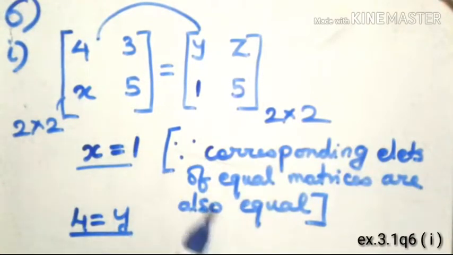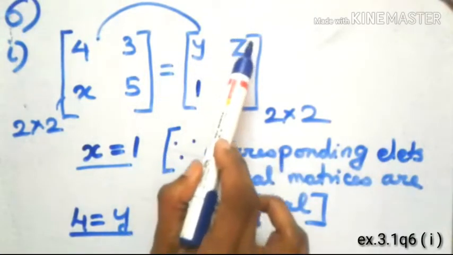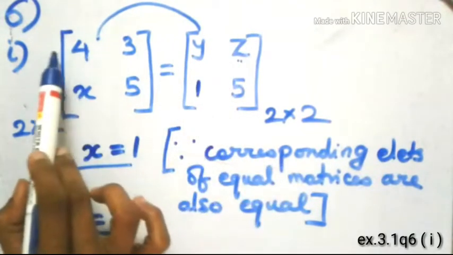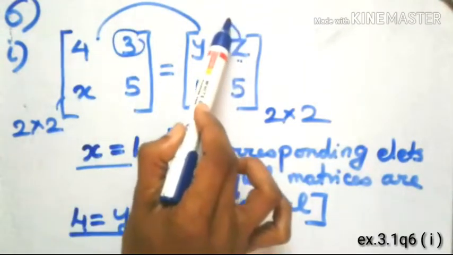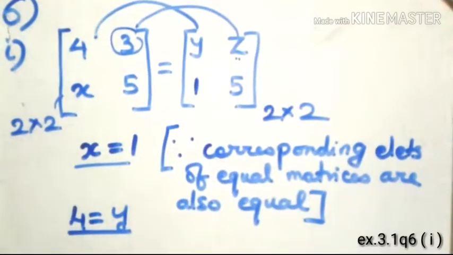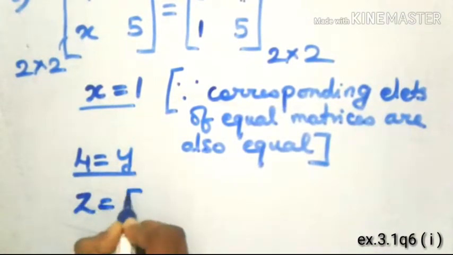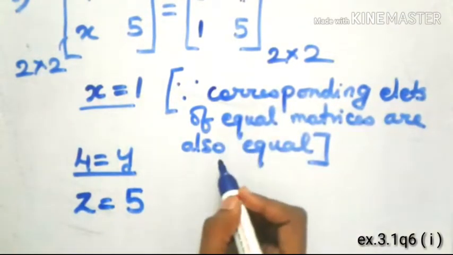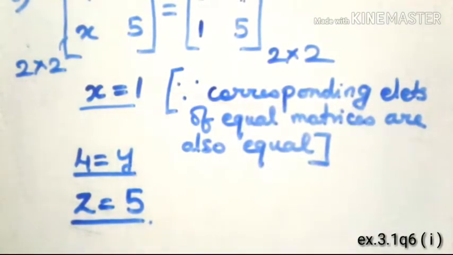Then the last variable we have to find is z. The first row second column element is z. The first row second column element in this matrix is 5. That means z has to be equal to 5 for these two matrices to be equal. So how do we write that? Very simple. Z is equal to 5. The same reason is attributed to this also. So it is so easy, friends, to find out the values if you know the concepts clearly.